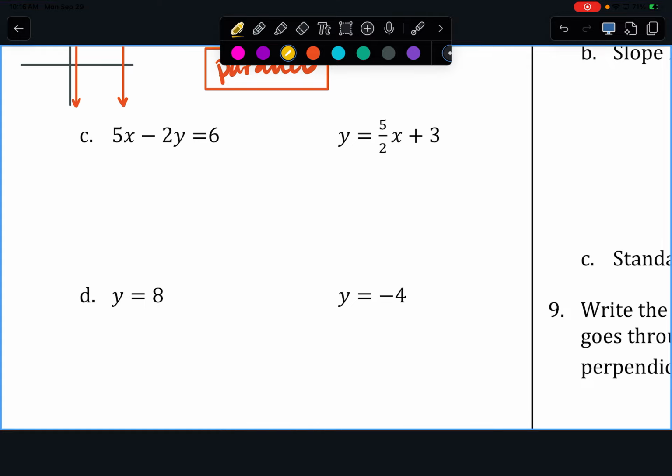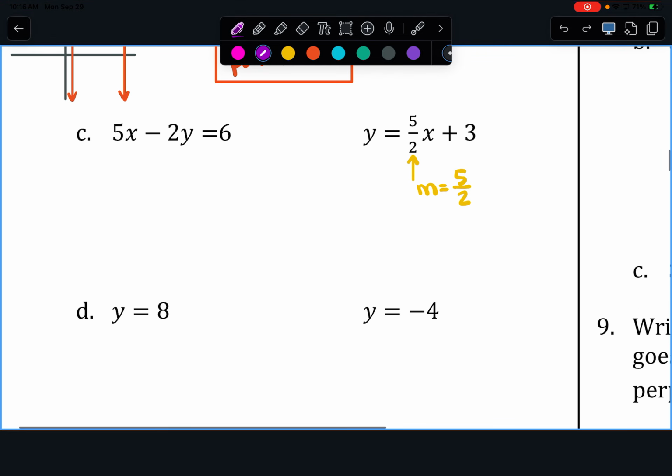I like the second equation a lot because clearly his slope is 5/2, because he's in y equals mx plus b form. But unfortunately, this guy is not in y equals mx plus b form. So we need to convert him. And we've done this probably over 100 times at this point, right?